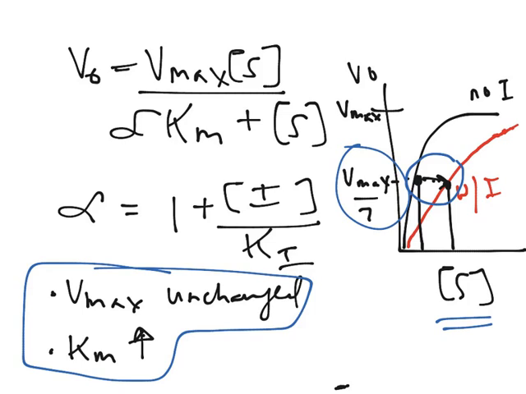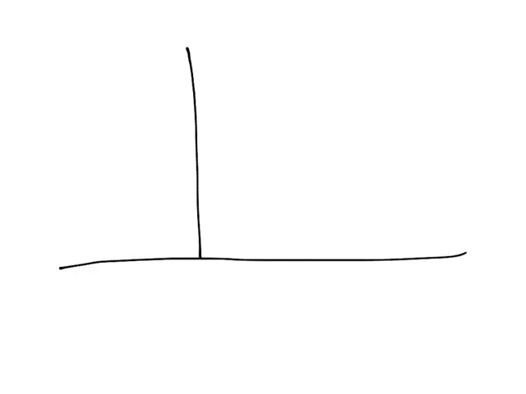And this is important because we can do experiments. When we've discovered a new inhibitor, we can do experiments and see whether or not the Vmax of that enzyme is unchanged but the Km goes up. If it does, then we can start classifying the mechanism of action of that particular inhibitor molecule as competitive. And we would do that with a double reciprocal plot. So we've got 1 over V0, and we've got 1 over the concentration of substrate.